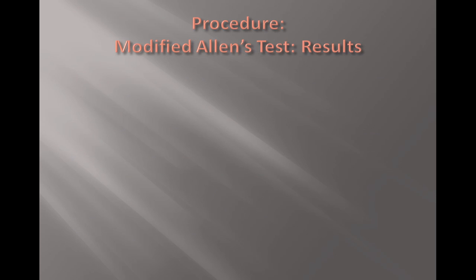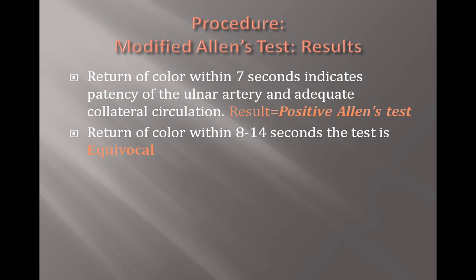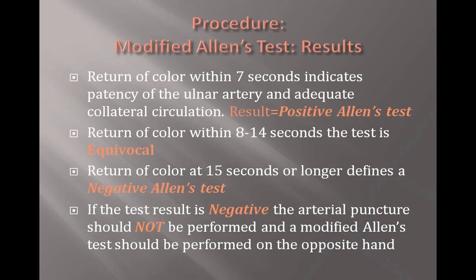So one more time, let's review the interpretation of the modified Allen test results. Return of color within 7 seconds demonstrates adequate collateral circulation and a positive Allen's test. Return of color within 8 to 14 seconds is considered equivocal or positive, permitting ABG puncture. Return of color over 15 seconds is defined as a negative Allen's test, in which case the ABG puncture should not be performed on this site. Go ahead and check out the opposite hand with a modified Allen's test.